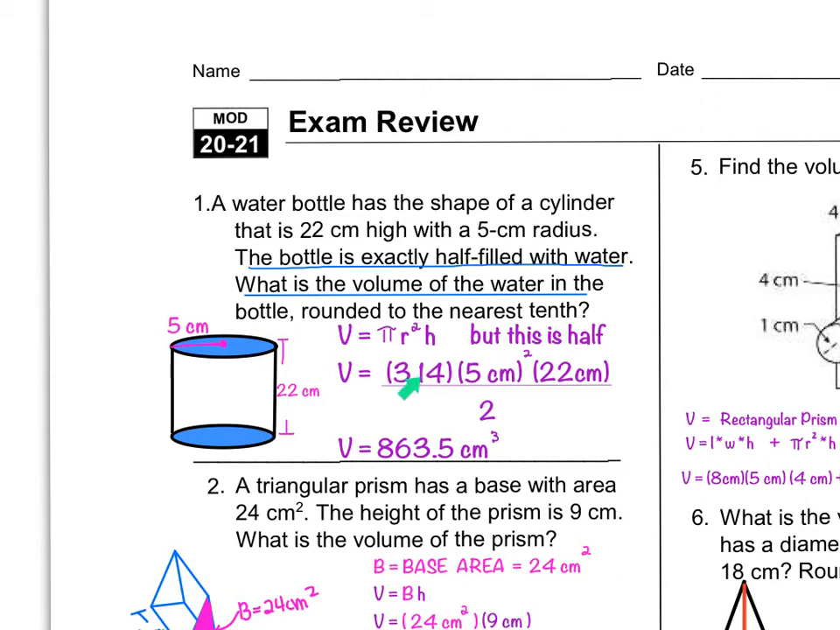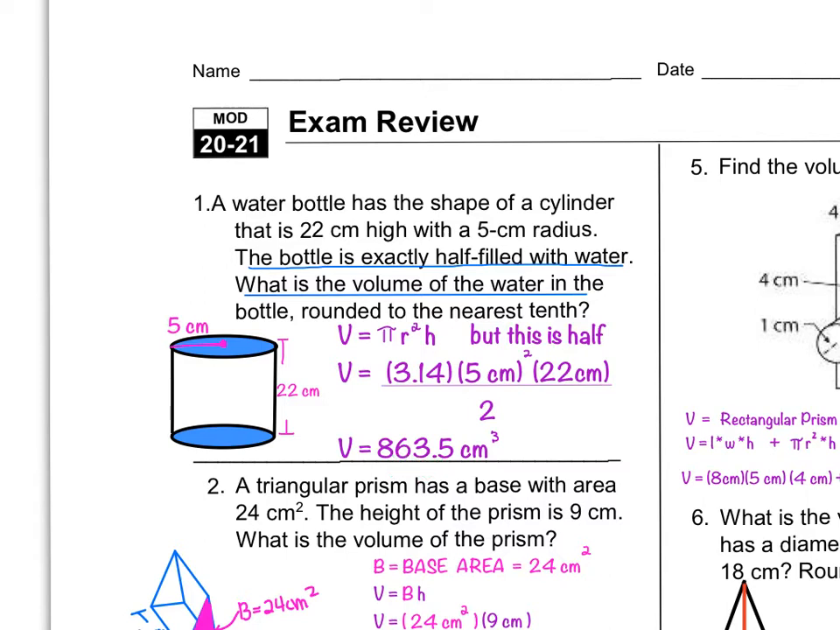So after substituting in all the numbers, the only thing I'd have to tell you is to be careful with this, because it is 5 centimeters squared, which means it would be 5 times 5, and that would turn into a 25. So after multiplying everything, we find out that we have a volume of 863.5 centimeters cubed for half of this cylinder.